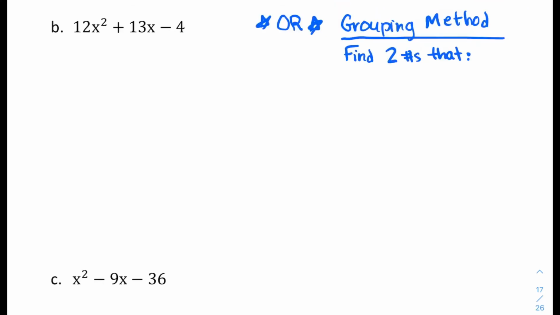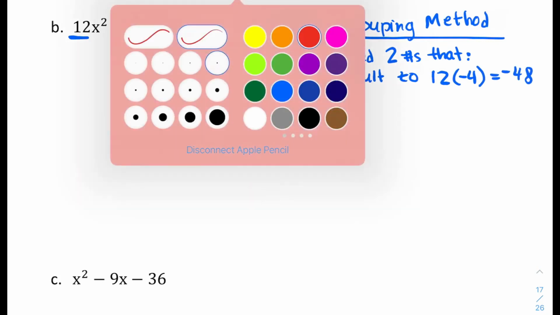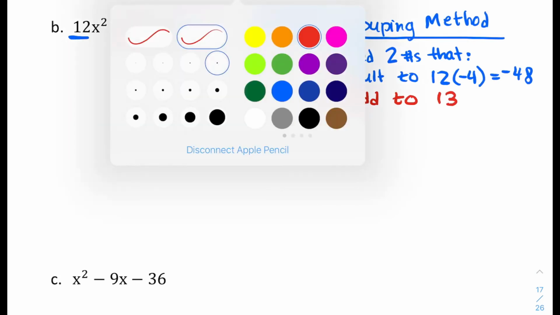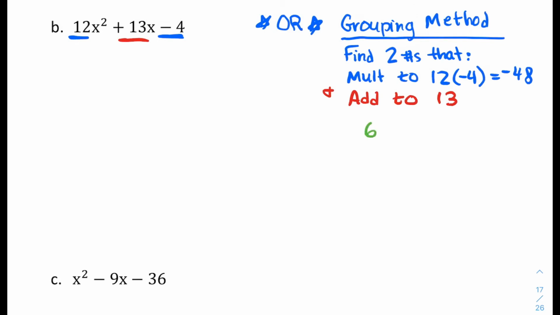If you are not a fan of guessing and checking, and you are more of a person that prefers a procedure or a method, there is one we can use. So what we can do instead is find the 2 numbers that multiply to our coefficient on our x squared times our constant. So in this case, they'd have to multiply to 12 times negative 4, which is negative 48, and they need to add up to the middle term. So it still is going to require a little bit of playing around.